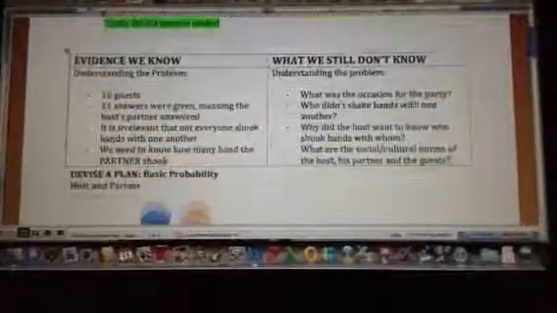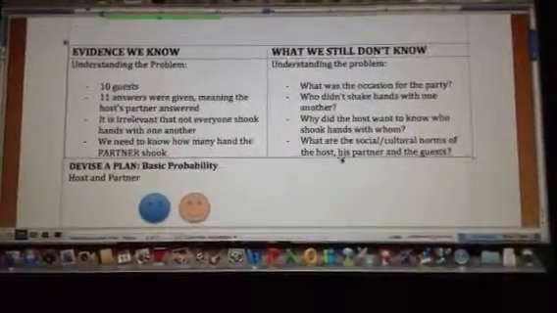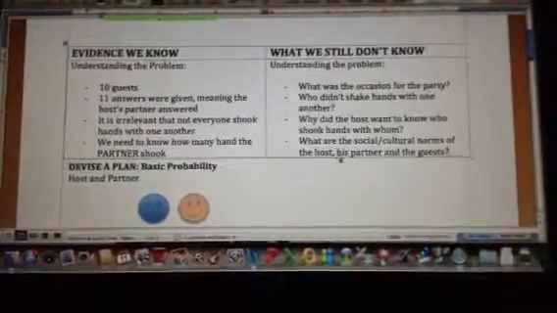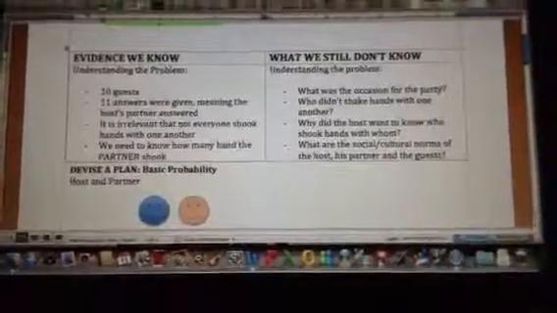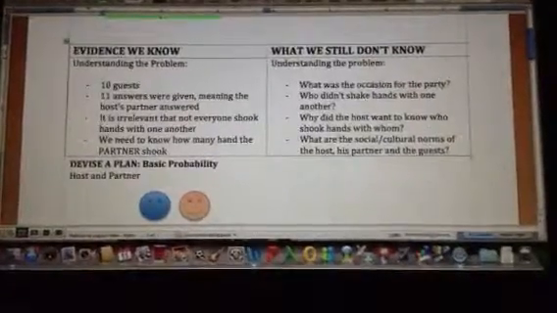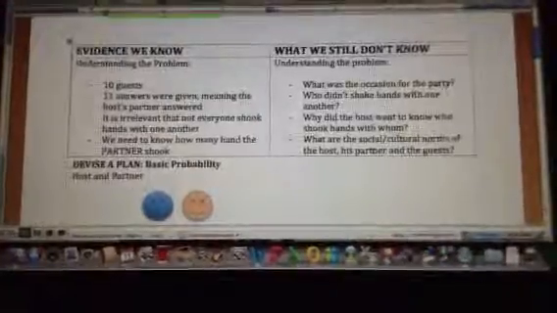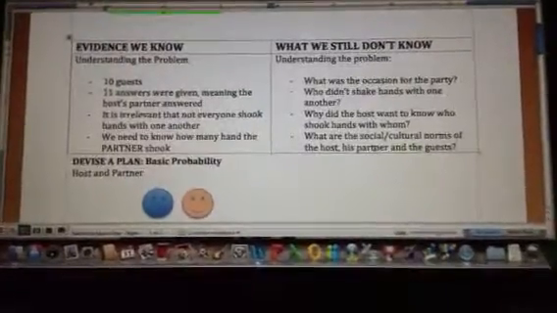Why did the host want to know who shook hands with whom? Again, this gives us a little bit of detail on what the context of the party is that we're working with. And what are the social and cultural norms of the host, his partner, and the guests? If this is not a group that shakes hands a whole lot, that would affect our sample as well.